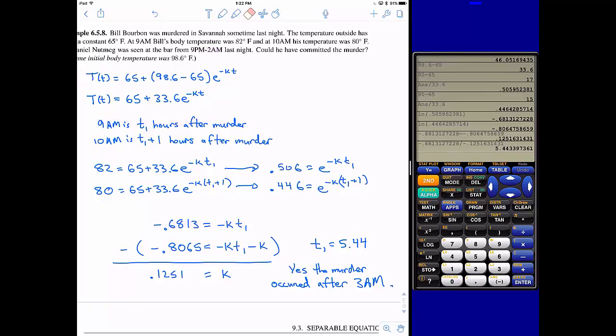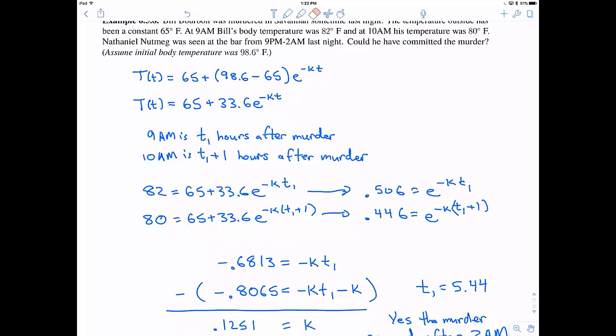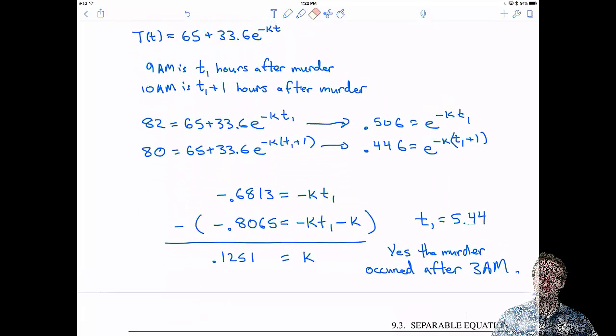Okay, and that's the end of this problem. Whew, that's a long section, but we're finally done.